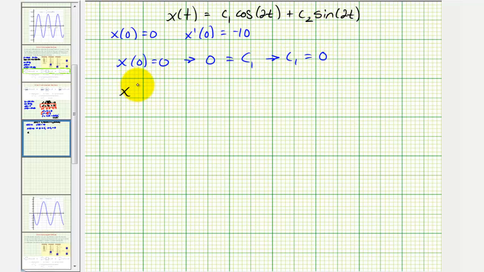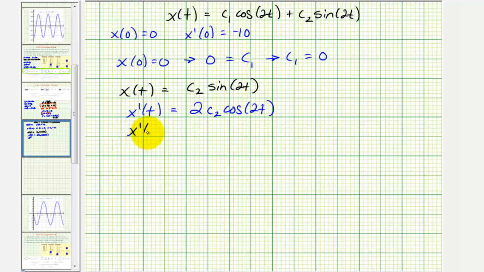So x of t must be equal to, if c sub 1 is 0, just c sub 2 sine 2t. And now to apply the second initial condition, we'll have to find our first derivative. So x prime of t would be equal to c sub 2 times the derivative of sine 2t, which would be c sub 2 times cosine 2t times 2, or 2 c sub 2 cosine 2t.